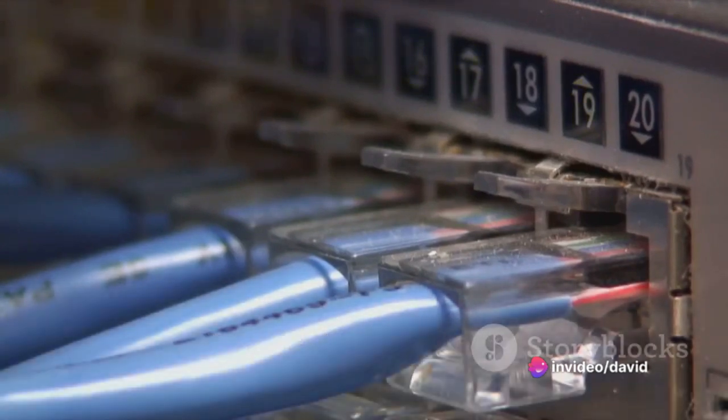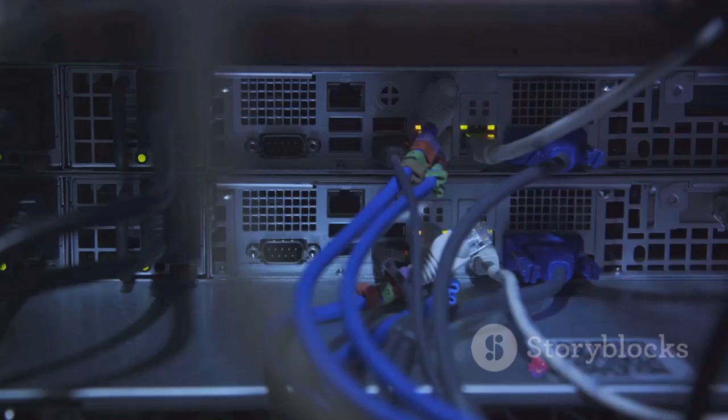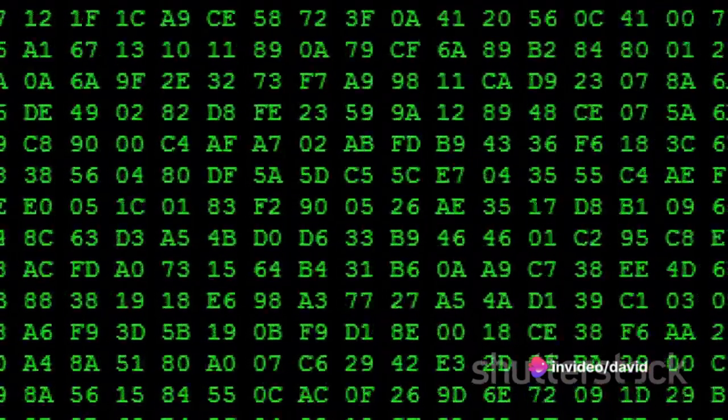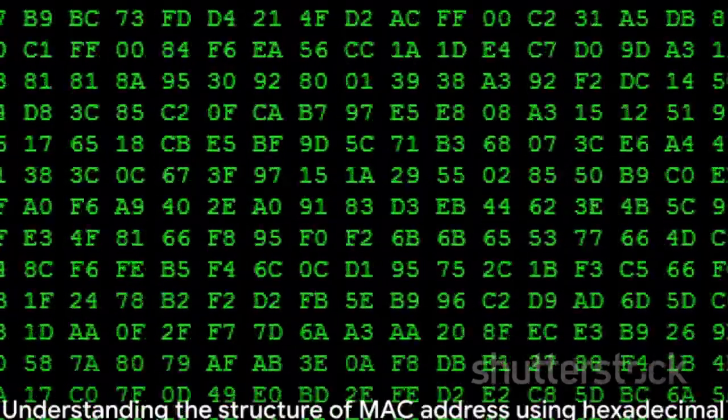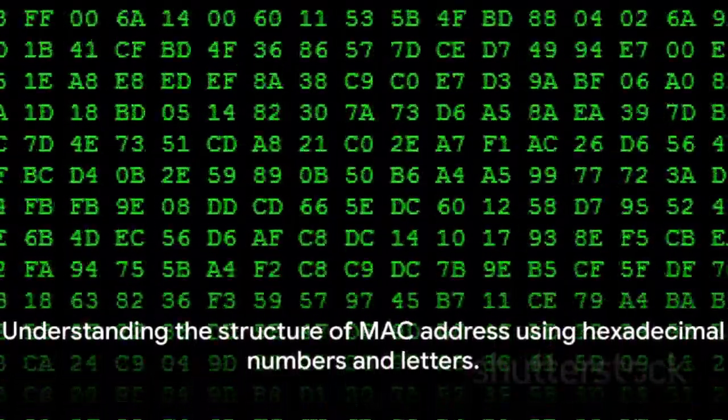The Media Access Control, or MAC address, is a unique identifier that's baked into your network interface card, or NIC, right at the point of manufacture. Think of it as the social security number for your NIC. It's that unique. Now, this address has a specific structure. It's usually written as hexadecimal. That means it uses numbers 0 to 9 and letters A to F.